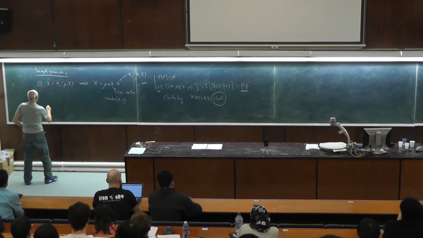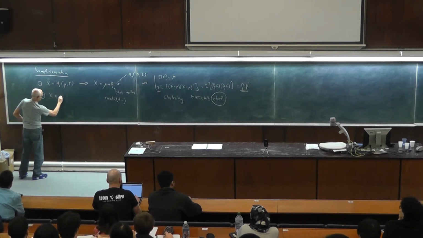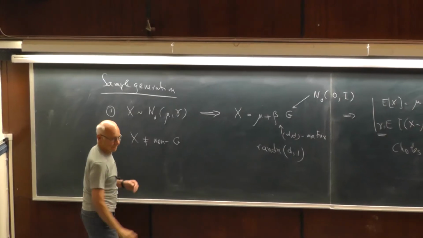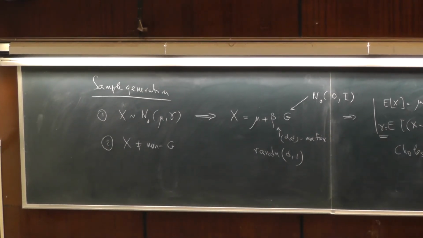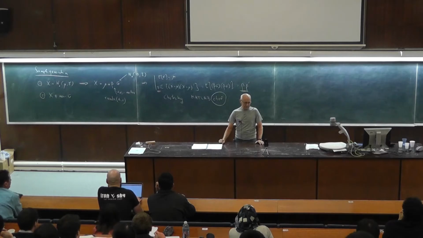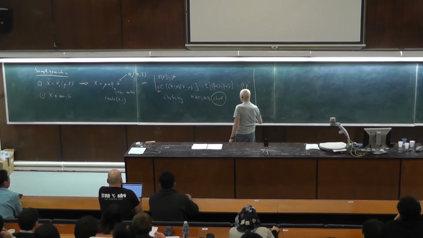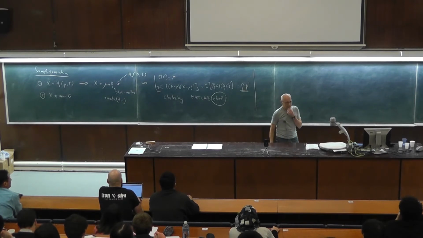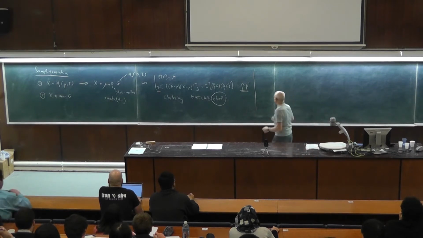What if X is non-Gaussian? I'm going to give you just a special class of non-Gaussian vectors for sample generation. It's essentially trivial. You can generate for any other type of non-Gaussian vectors, but I don't think we have time to get into that. So the class of non-Gaussian vectors I'm talking about is called translation.